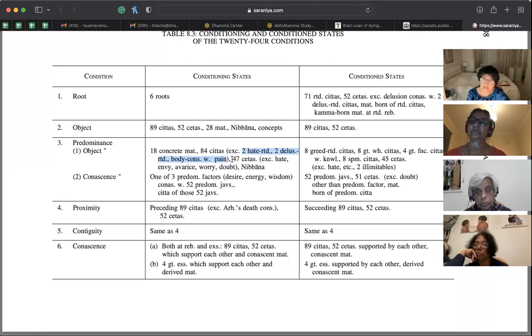Because these are not phenomena that we take by cherishing, by grasping more. Isn't it? Hatred is a repulsion on its own. Delusion is instability, the inability to take an object properly. When you have a consciousness with the delusion citta in it, you are unable to comprehend what is happening. You do not have a clear sense of what is happening. Body consciousness with pain, again, is not something that we take or cherish. Why? Because it must become an adipati dhamma. Do you understand?